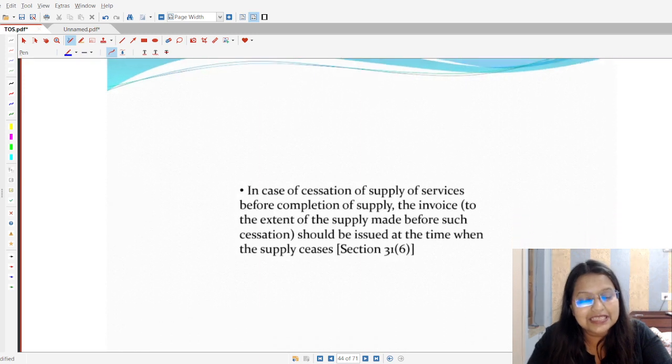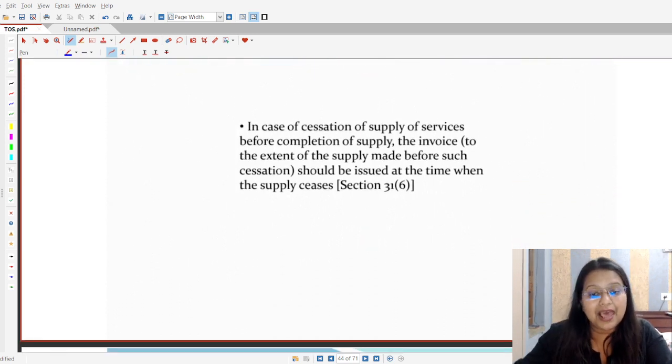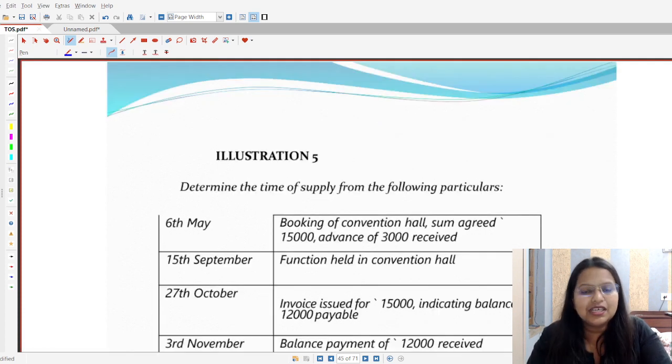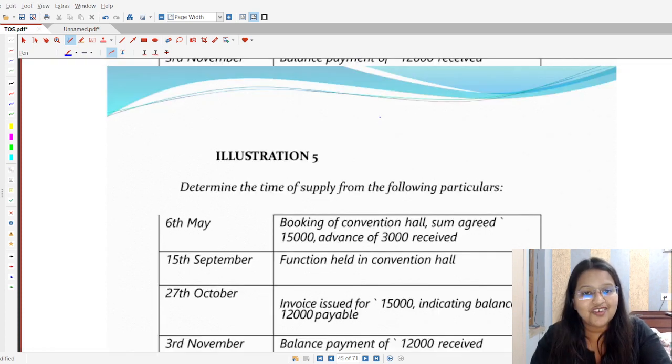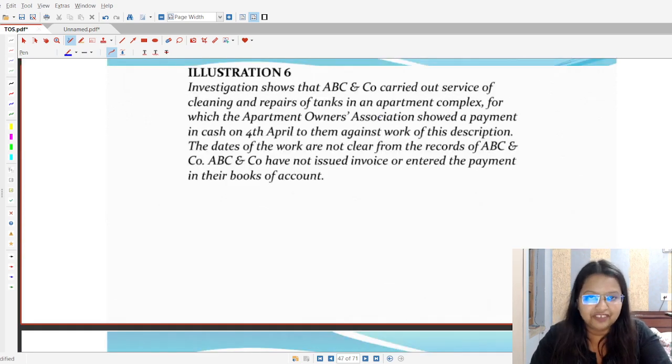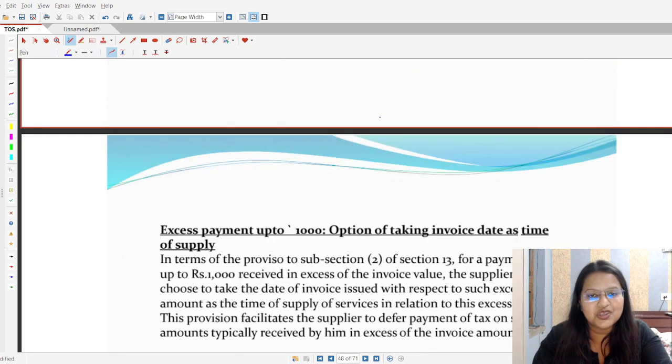Now in the next case, if it is a case of cessation of supply of service, it means the supply has been ceased in the middle of providing the service. So before completion of that supply, the person has to issue the invoice. Again, ma'am, to which extent? To the extent they have made the supply of services. Okay, yeah. Some other practice questions have been given in this PDF file, so you will take care of it also.